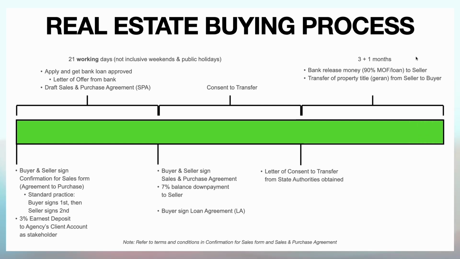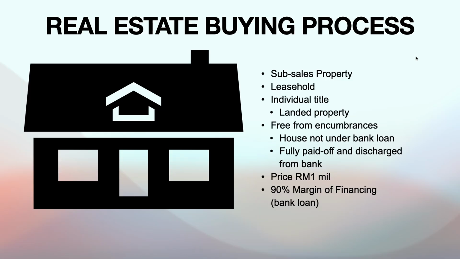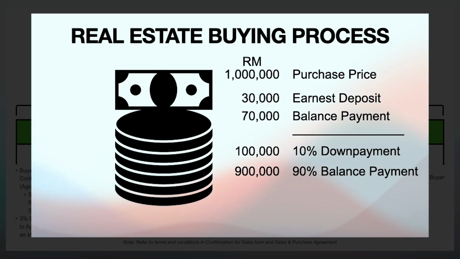So after the money has been released and the property title transferred, the buying process is completed, which leads us to the final stage, which is vacant possession and the handover of keys to the buyer. The standard practice usually is about 3 to 5 working days, but again always refer back to your sales and purchase agreement and consult your lawyer. This entire process is based on the assumption that the property is a sub-sale property, leasehold, and is free from encumbrances. As for the numbers that we saw earlier, like for the earnest deposit, balance payment and down payment, we are going to fill in the blanks.